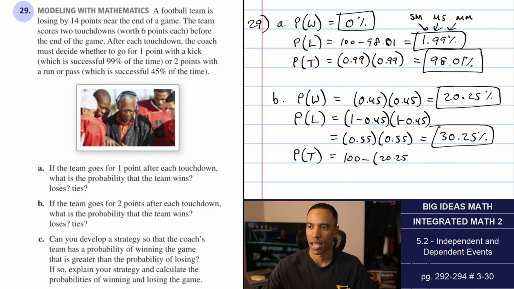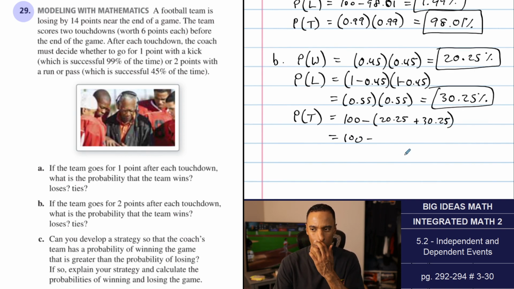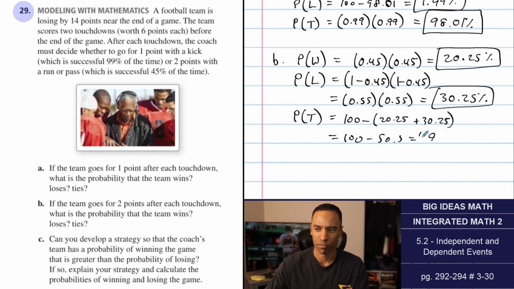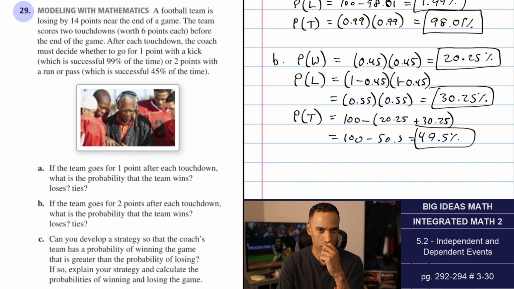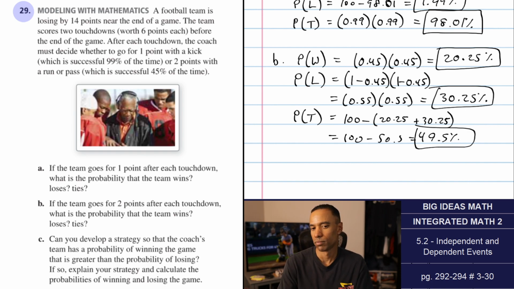So this plus that plus 30.25. So that'll be 100 minus 50.5, which I guess is 49.5% chance. So 49.5% chance of that one.